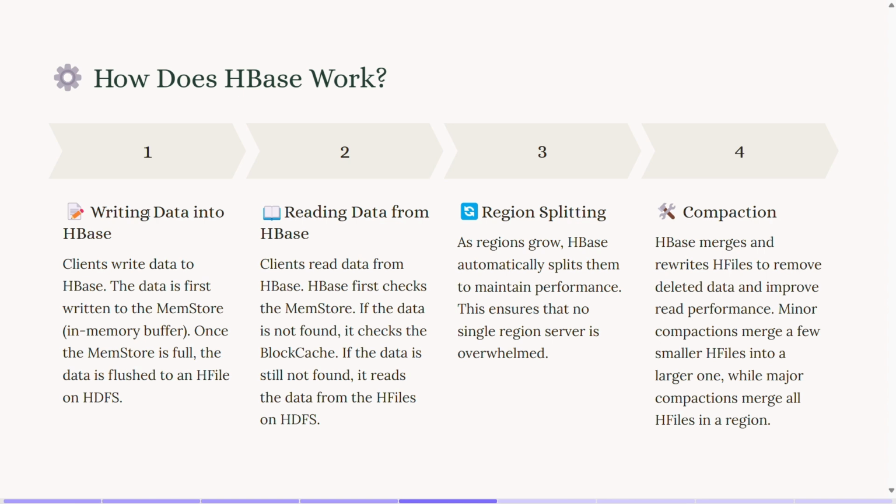Next is how does HBase work? The first step is writing data into HBase. When a client writes data to HBase, it follows these steps. First, data is written to the write-ahead log. This ensures that data can be recovered if there is a crash. Then it's stored in the MemStore for quick access. Once the MemStore gets full, the data is flushed to disk as an HFile inside HDFS.